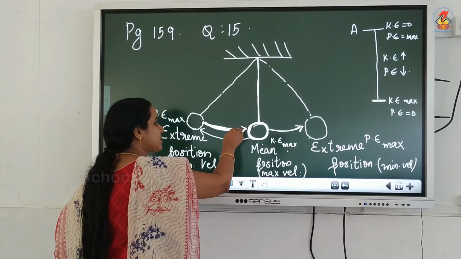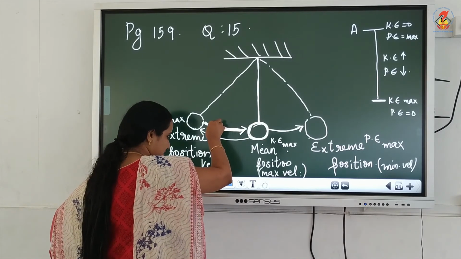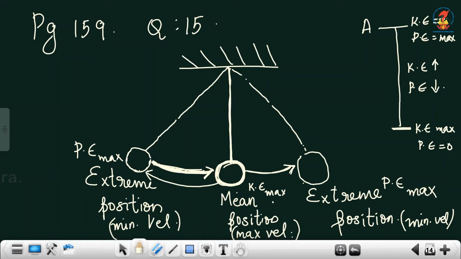As the pendulum starts oscillating, the kinetic energy gradually decreases and potential energy gradually increases. And as it reaches the extreme position, the potential energy reaches its maximum value and kinetic energy gets reduced to 0. And as it oscillates back to mean position, the potential energy decreases gradually and kinetic energy increases by the same amount, and by the time it reaches the mean position, it acquires maximum kinetic energy and 0 potential energy.